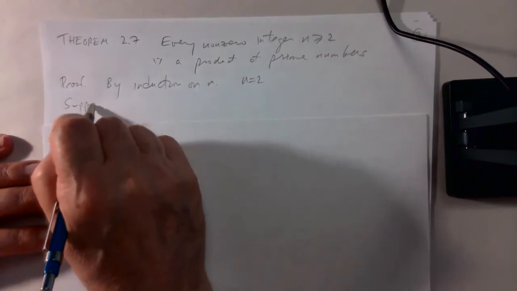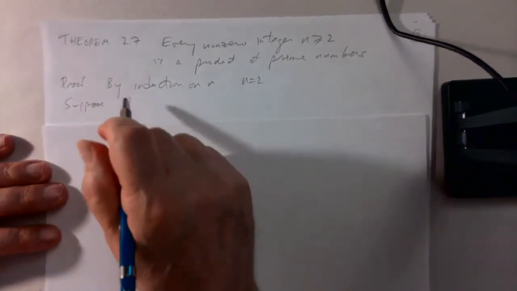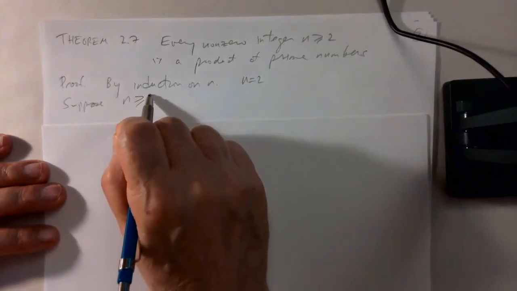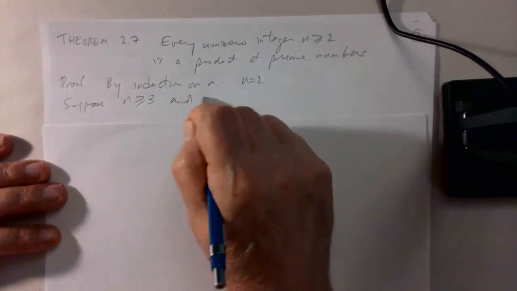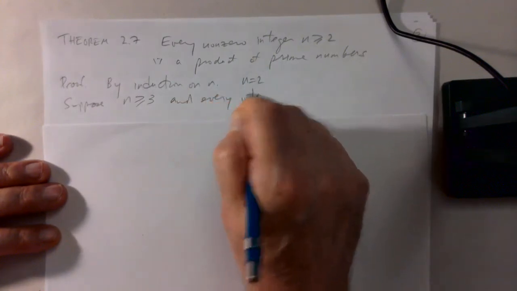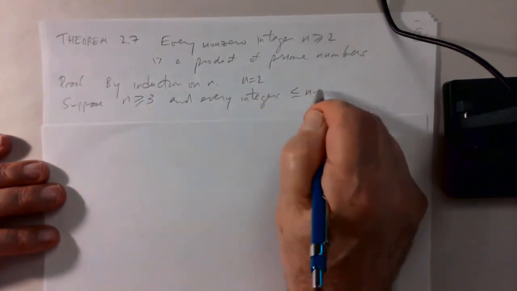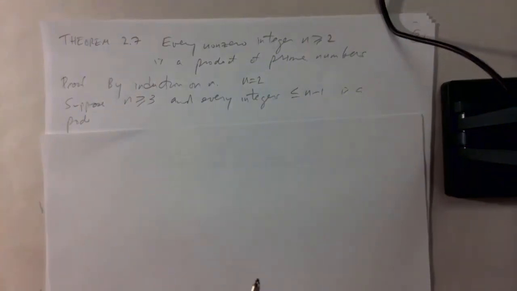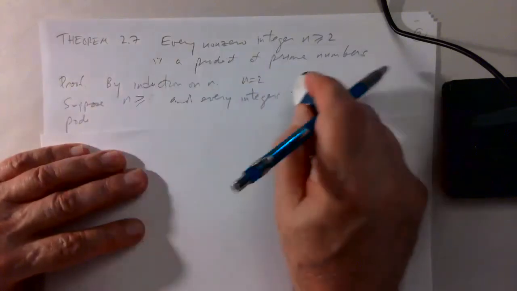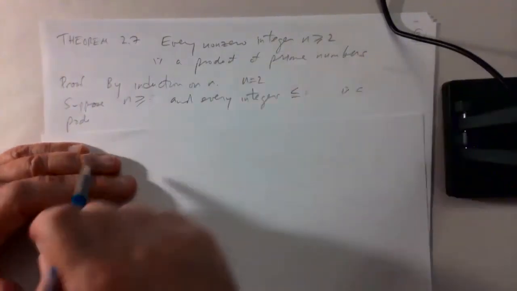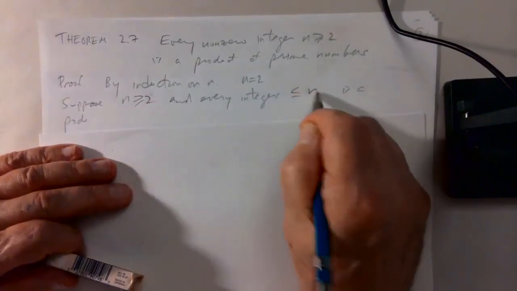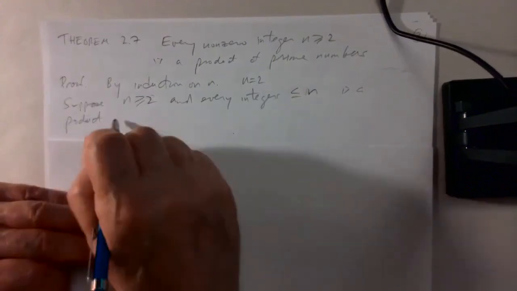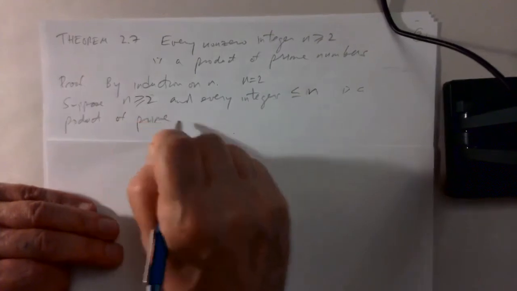So suppose n is some number greater than or equal to 3, and every integer less than or equal to n minus 1, well, let me do this the way I usually do this. Suppose n is at least 2, and every integer less than or equal to n is a product of prime numbers.